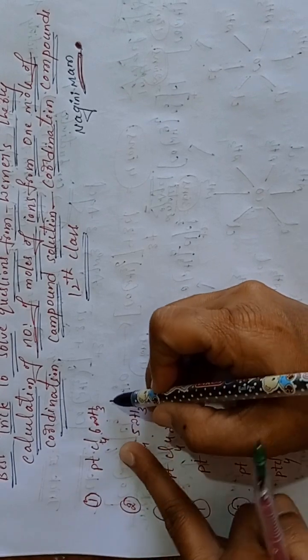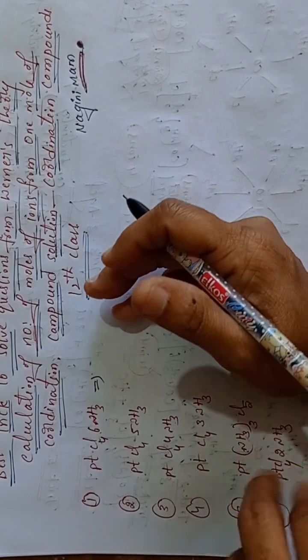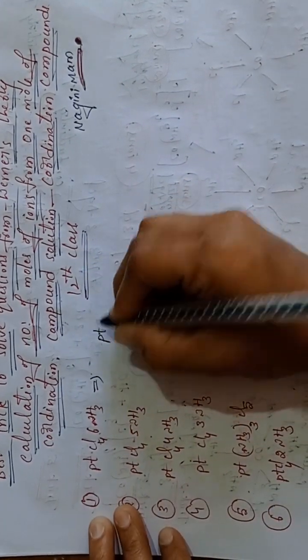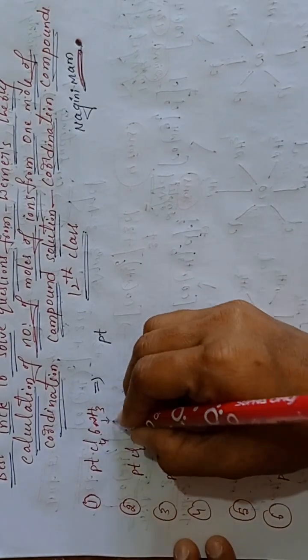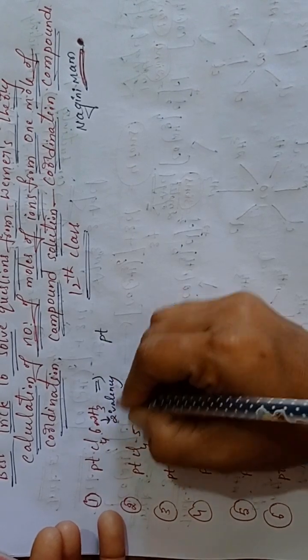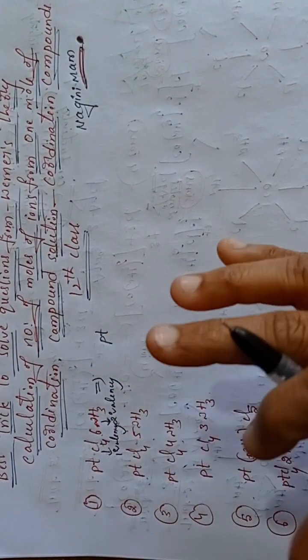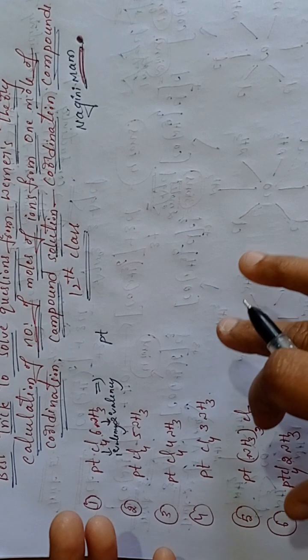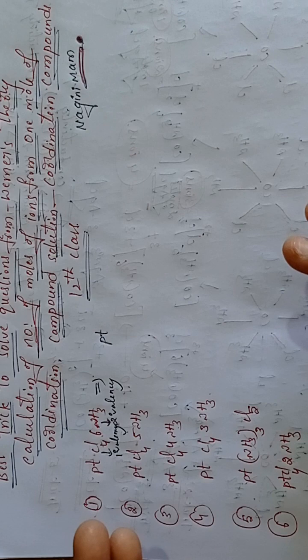See here, PtCl4·6NH3 is there. First I'm writing the formula. The central metal atom is platinum. Ammonia is a neutral ligand, and here ammonia is acting as a secondary valency, students. Chlorine is acting as a primary valency. Neutral molecules act as secondary valency and negative ions act as primary valency. Sometimes primary valency also acts as secondary valency, just to satisfy the coordination number.